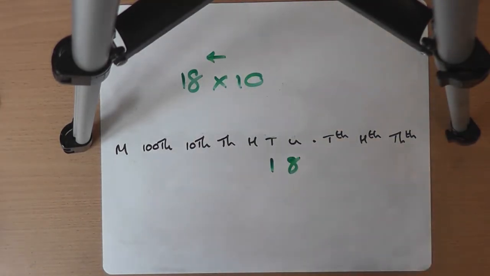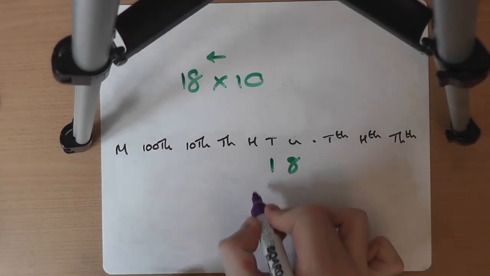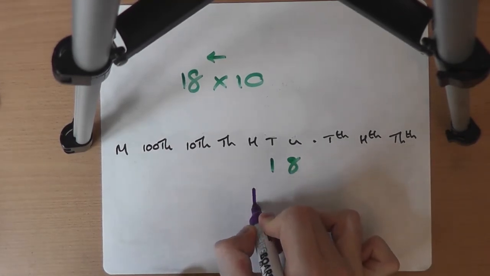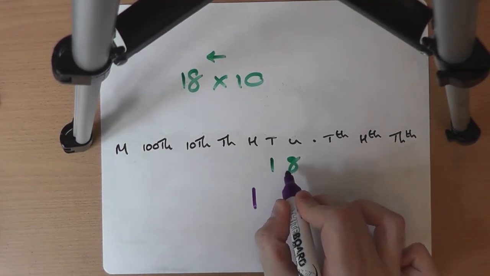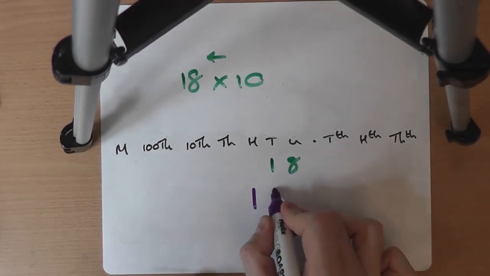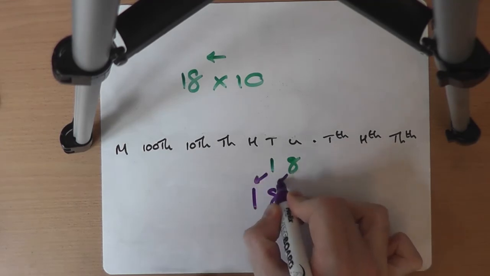We're going by 10. How many jumps does that go? Well, each column move is 10 times bigger. So what's going to happen is each of these numbers are going to get 10 times bigger. The 1 in the tens is going to get 10 times bigger and it's going to move into the hundreds. The 8 in the units is also going to get 10 times bigger and it's going to move into the tens. It's going to move 1 jump each.